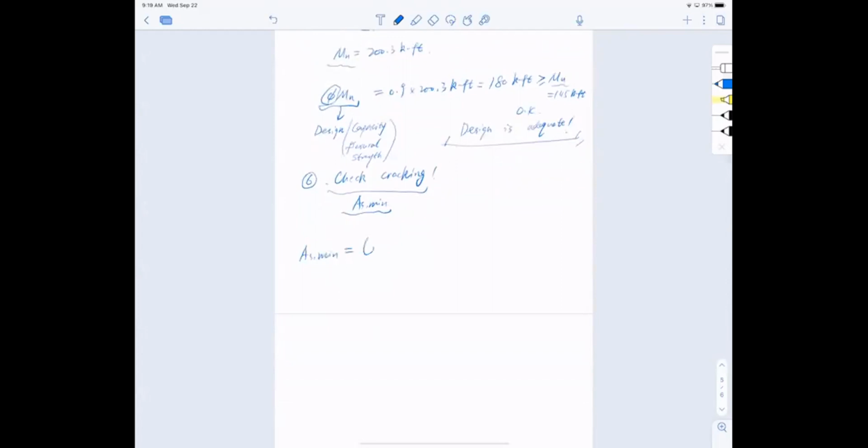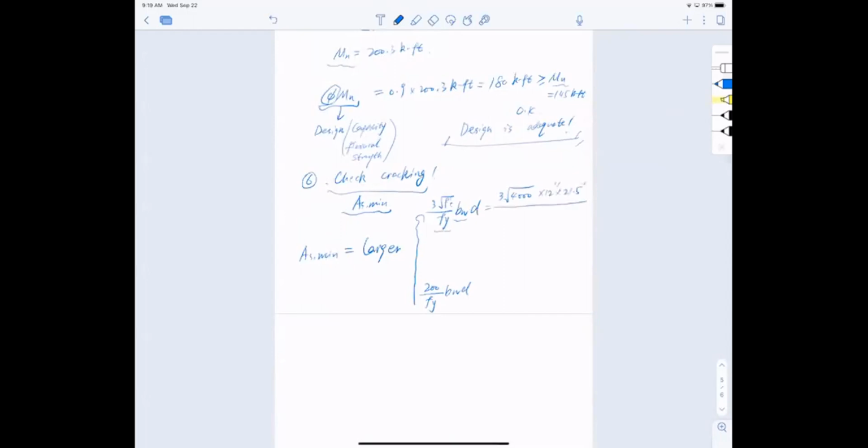As min is the larger of the two. What are these two equations? The top one is 3 square root f prime c divided by fy times bw d. The bottom one is 200 over fy times bw d. Bring the numbers in: 3 square root of 4,000 psi, multiply by 12 inch of width, and multiply by depth, and this is ds, so I'm going to take 21.5 inch divided by yield strength fy.